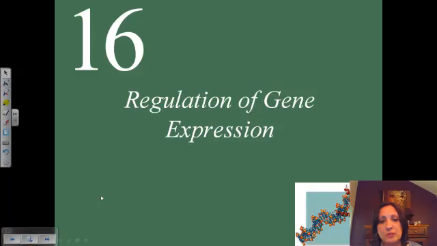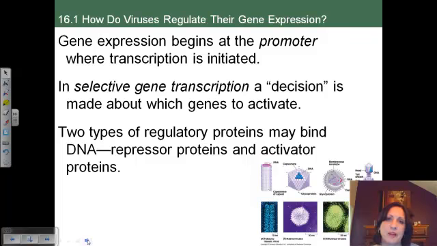This lecture is going to be on gene expression. I'm going to focus on viruses and then bacteria, simply because we know more about those. The next lecture would be on eukaryotic gene expression, which is much more complicated, and we know a little less about it. But we already talked a little bit about gene expression in our last unit.